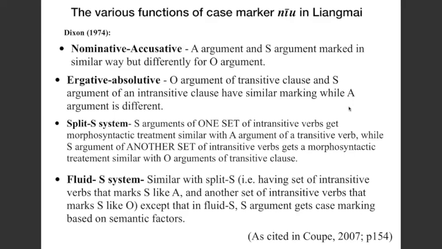The third one is the split S system. S arguments of one set of intransitive verbs get morphosyntactic treatment similar to the A argument of a transitive verb, while the S argument of another set of intransitive verbs gets a morphosyntactic treatment similar to the O argument of a transitive clause. The fourth pattern given by Dixon is the fluid S system, similar to split S, that is, having a set of intransitive verbs that mark S like A, and another set of intransitive verbs that mark S like O, except that in fluid S, the S argument gets case marking based on semantic factors.